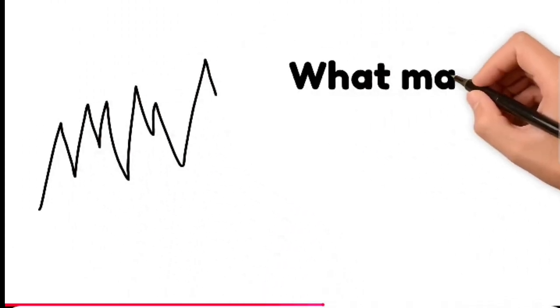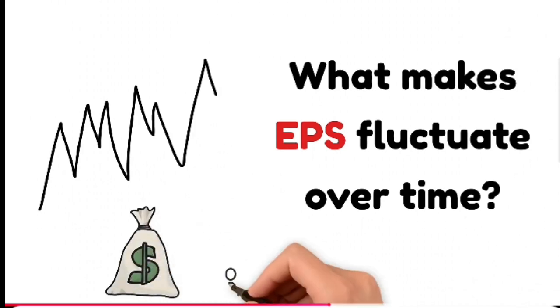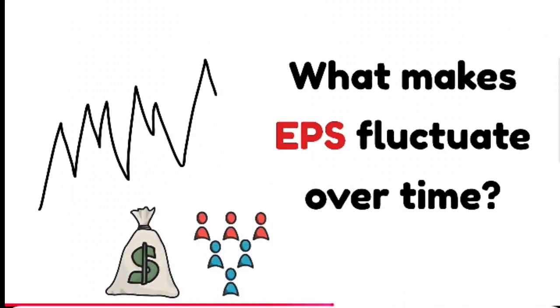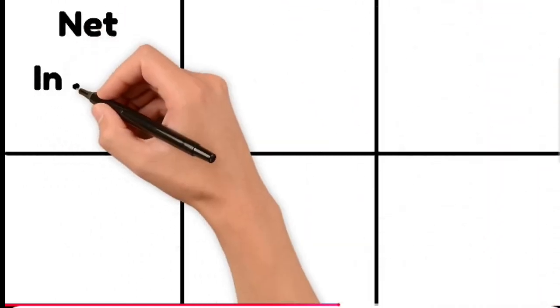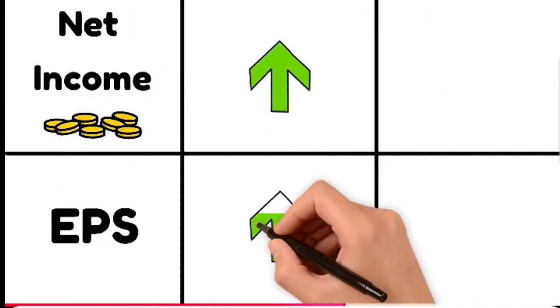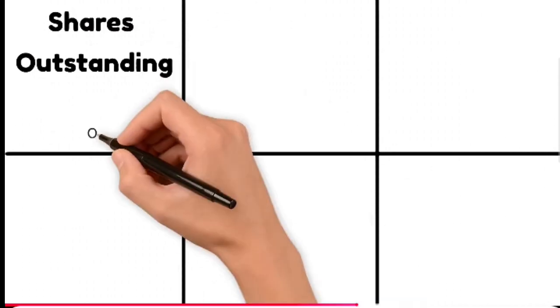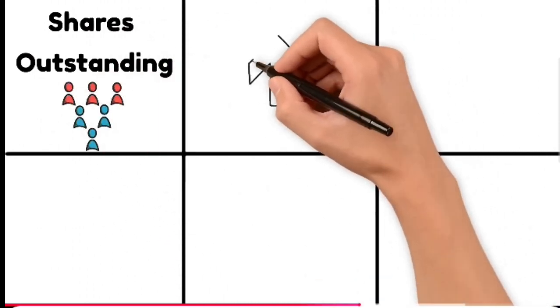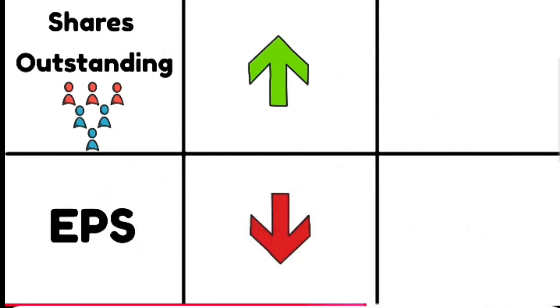So what makes EPS go up or down over time? There are two main factors to consider: the profit and the number of shares outstanding. If a company increases its net income, its EPS will rise. This could happen if sales go up, costs go down, or the company becomes more efficient. If the company decreases its net income, that would be bad news for investors because the EPS would also decrease. On the other hand, if a company issues more shares, the EPS could decrease because the same amount of earnings is now divided among a larger number of shares.